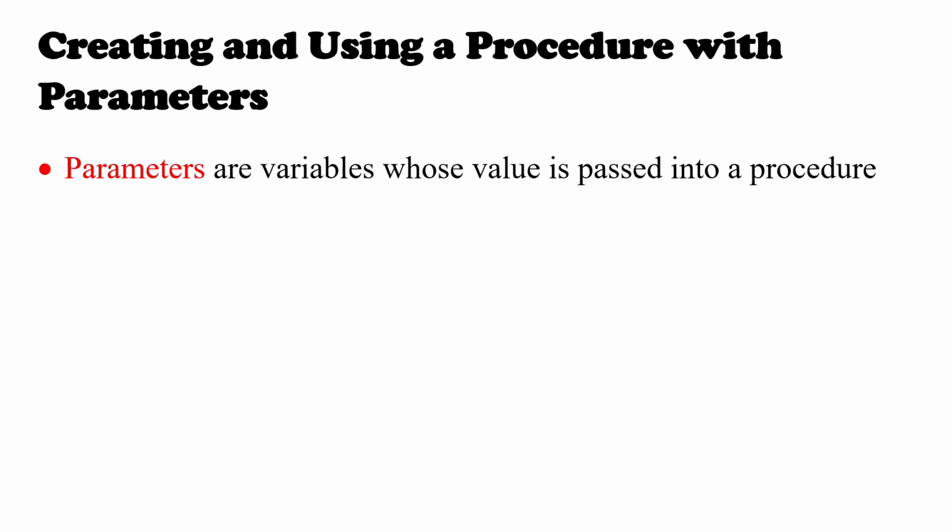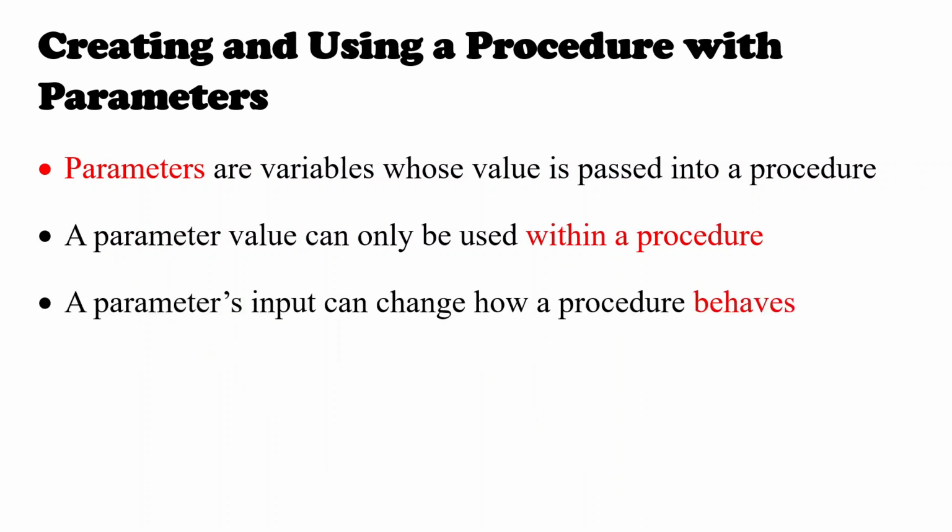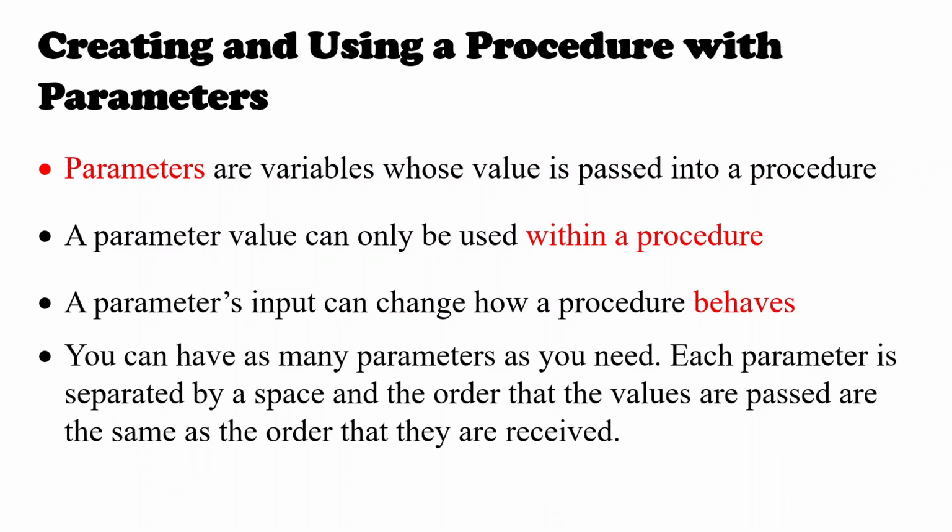The next one, we're going to talk about creating and using a procedure with parameters. Okay. So what is a parameter? I've mentioned it. What is it? They're variables whose value is passed into a procedure. And parameters are something special that just allow us to kind of customize our procedure. A parameter is a value that can only be used within a procedure, and whatever you input as a parameter can change how the procedure behaves.